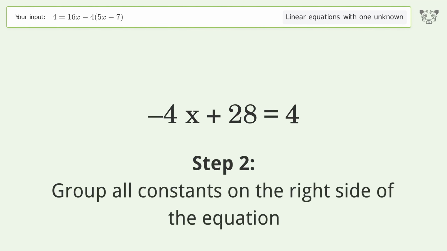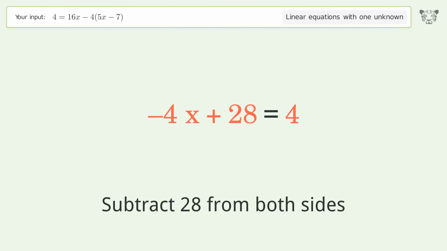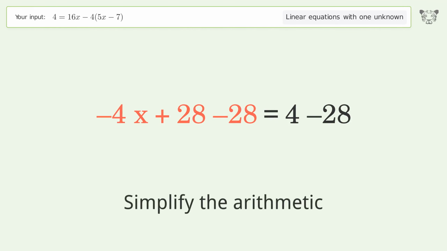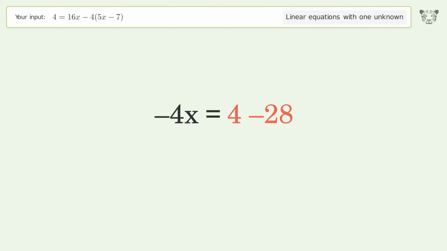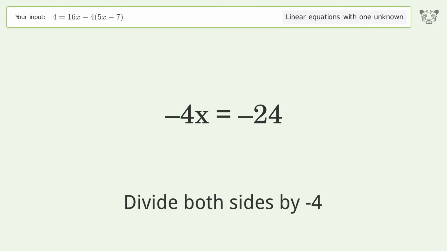Group all constants on the right side of the equation. Subtract 28 from both sides. Simplify the arithmetic. Isolate the x. Divide both sides by -4.